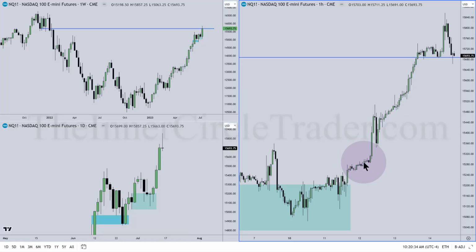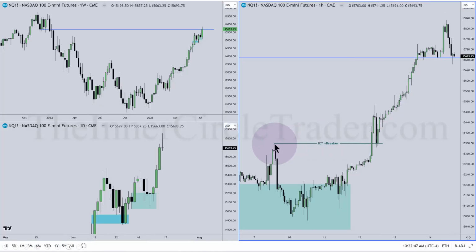Why? Because it's going to make a quick run for the liquidity resting above this high. That's what the algorithm does, folks. So we have an ICT bullish breaker here. I want you to think about why this level would be sensitive anyway.